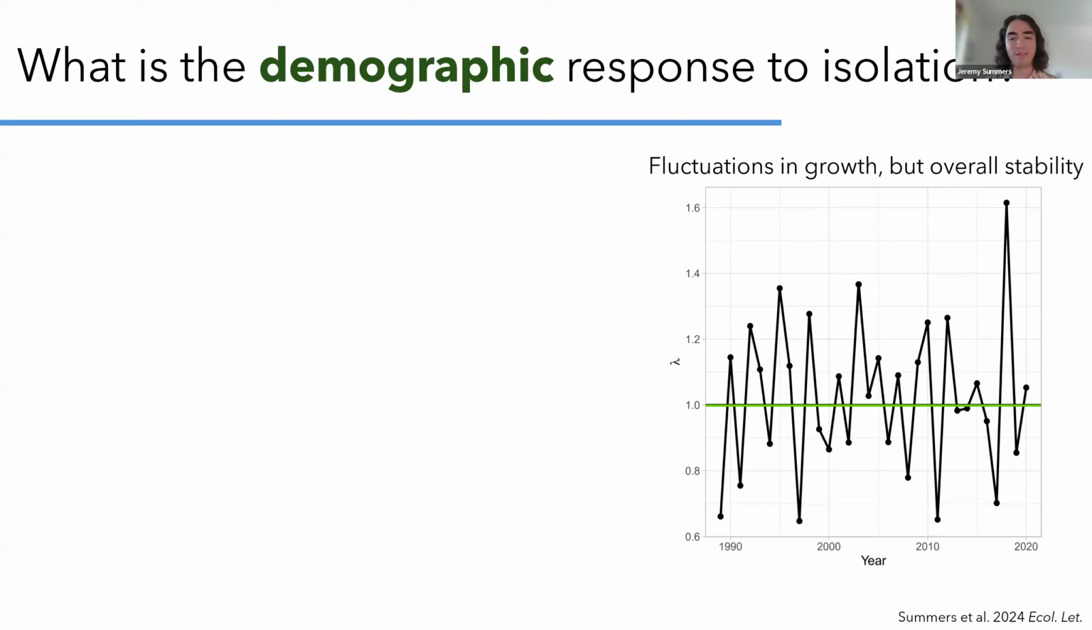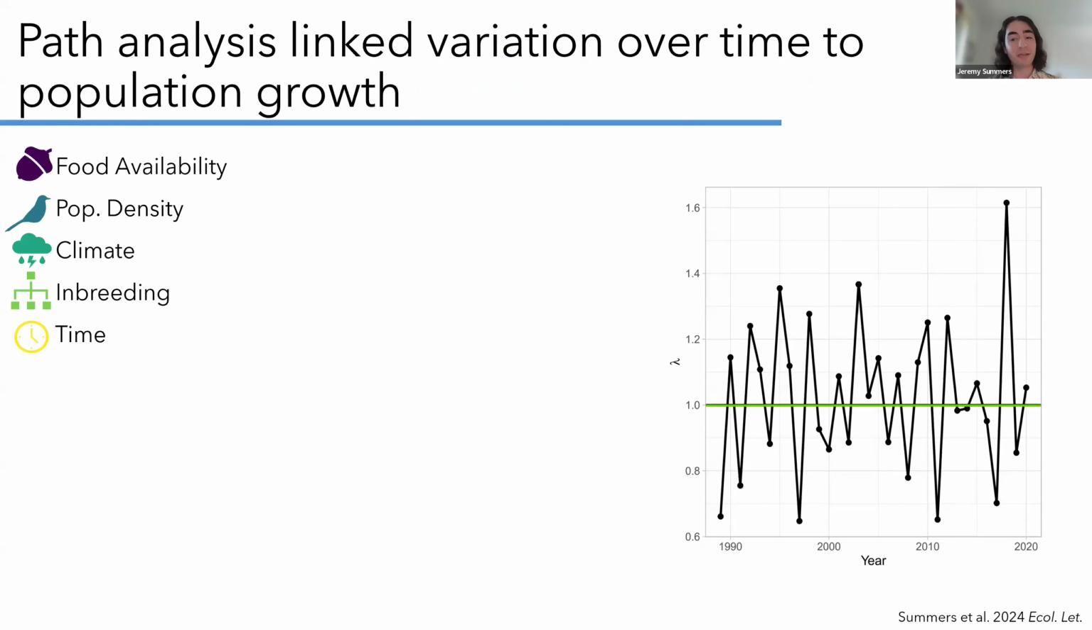However, the geometric mean of the growth rate, shown with green, is right at 1, so the population has remained demographically stable overall. To determine the source of this stability, I used a path analysis to link temporal variation to the population growth rate. The variation that I included had food availability, population density, climatic cycles, the increasing level of inbreeding, and any other independent trends, such as the decline in immigration, captured by a time term.